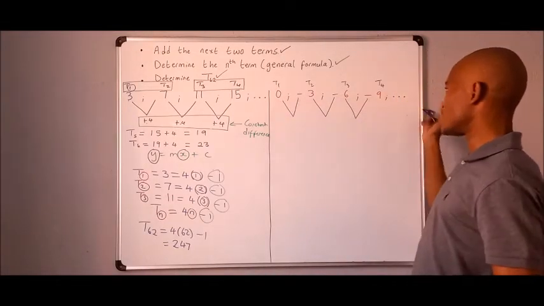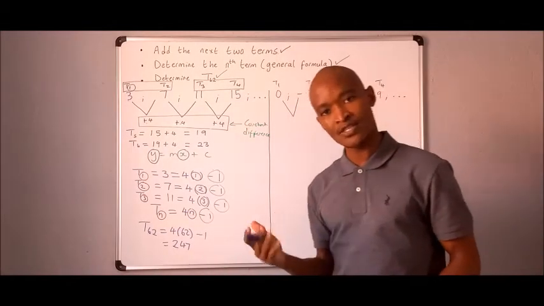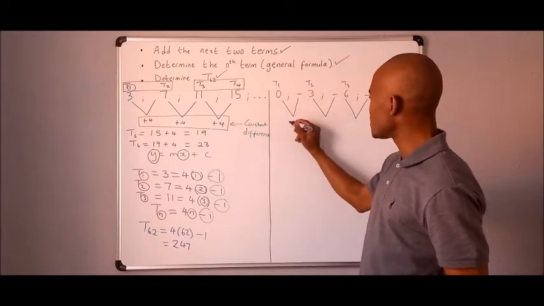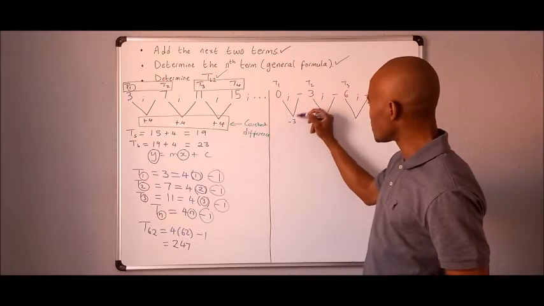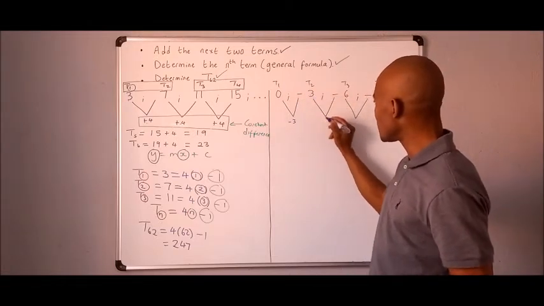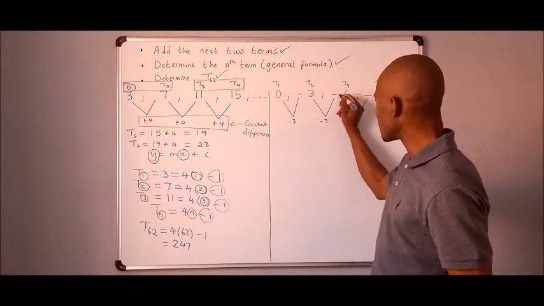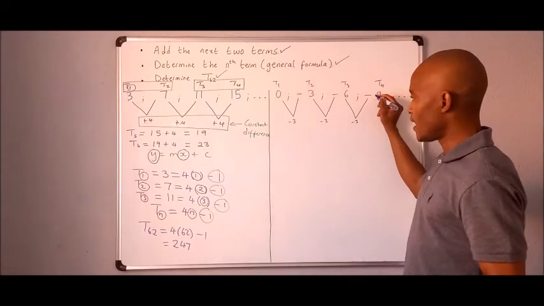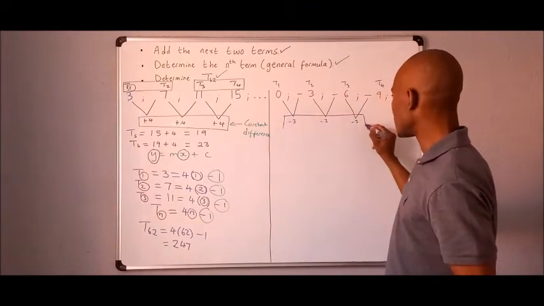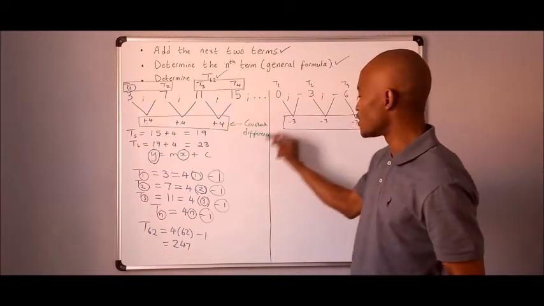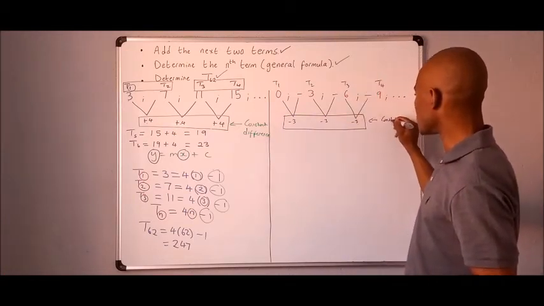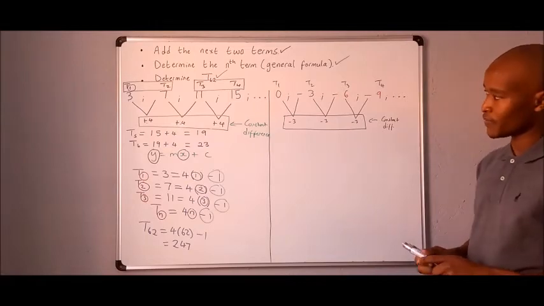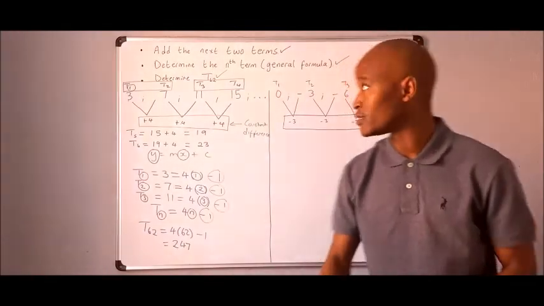So these numbers are decreasing, so it gives us a sense of subtraction as the operation here. So it's 0 minus 3, which gives us negative 3. And negative 3 again minus 3 gives us negative 6. And negative 6 minus 3 gives us negative 9. And therefore, just like the previous pattern, it gives you what is called the constant difference. Okay, so let's do the first part of the question.